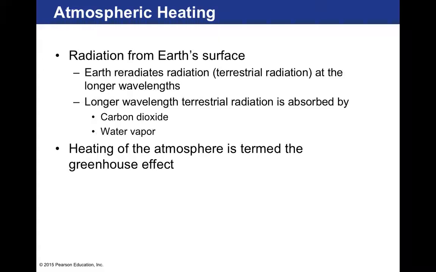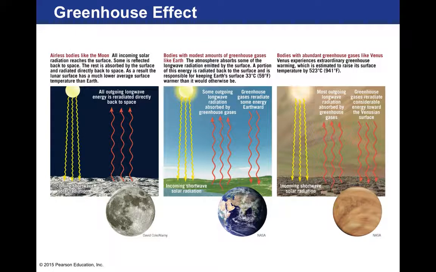Earth re-radiates some radiation when it accepts radiation from the sun, but it does so at longer wavelengths. What this means is that longer wavelength terrestrial radiation is absorbed by carbon dioxide and water vapor. If we have large concentrations of carbon dioxide and water vapor in the atmosphere, it is going to heat up, and this heating of the atmosphere is termed the greenhouse effect. You've probably heard that before. Essentially how this works is the solar radiation comes in and hits the Earth's surface, and then some of it is re-emitted by the Earth, but at much longer wavelengths. If there are a lot of different things in the atmosphere that could absorb this re-emitted radiation, then the atmosphere is going to heat up a lot quicker.